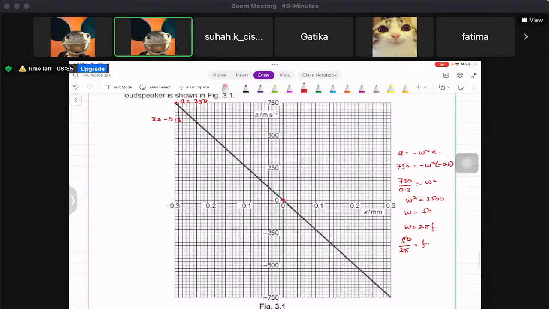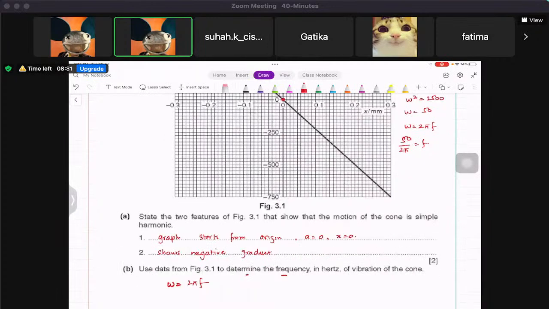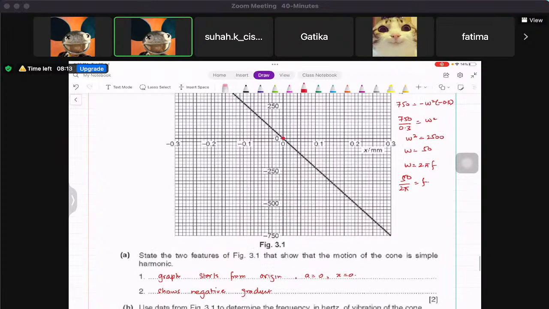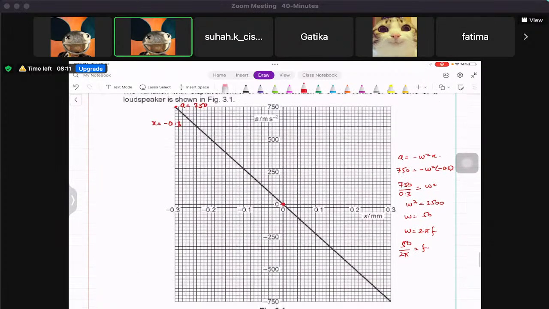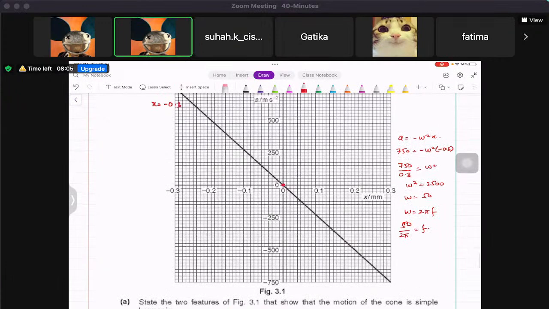Can you do that? Oh, we need to find the frequency. Go on, please. 7.95. Okay, that doesn't make sense to me because it's 250. Let me check. There is some mistake I might have made. Oh no, I know. Actually, I can see the mistake.